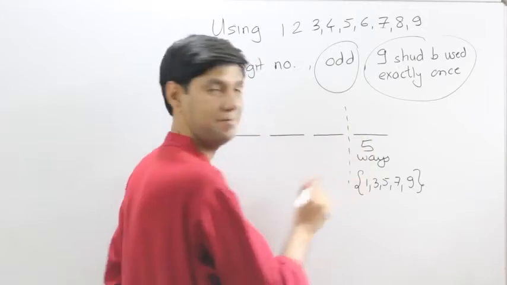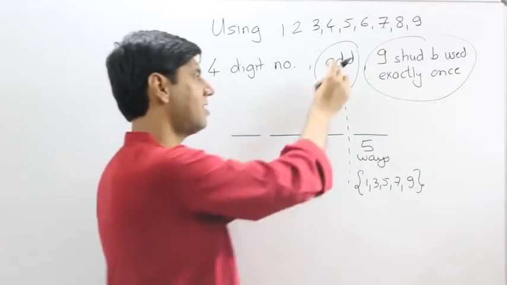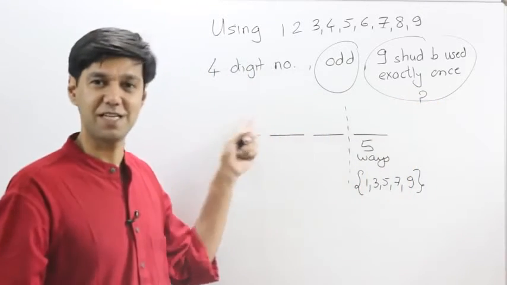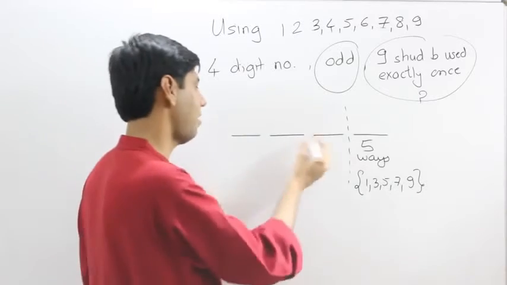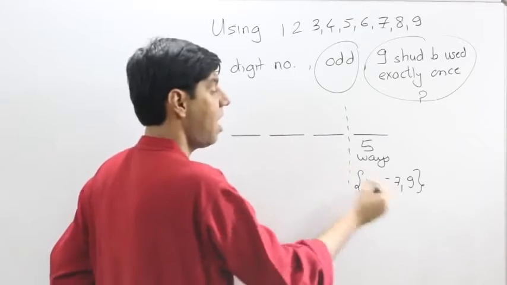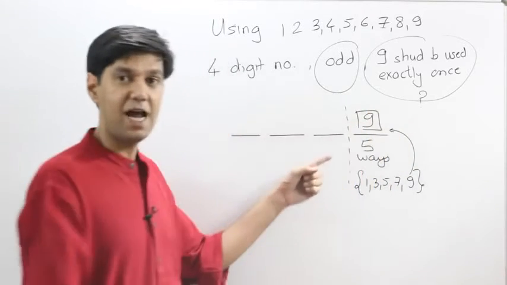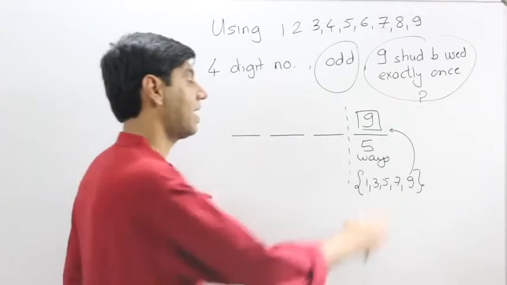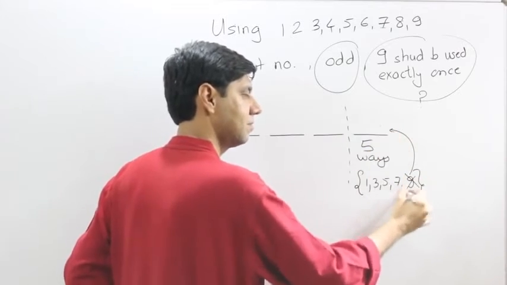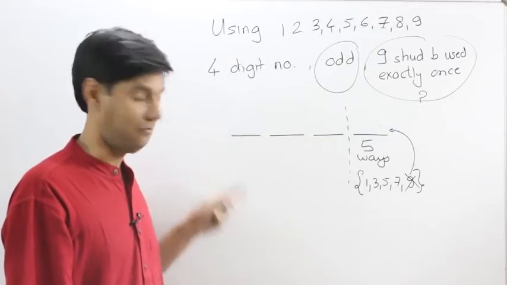Having filled this in, am I free to do whatever I want? No, I've just satisfied one condition. How do I check that the condition 9 should be used exactly once? Are you going to say one of these positions should be a 9? Not necessarily. If this 9 happens to go over here, then I cannot reuse a 9. But if this was not a 9, if I've used any of 1, 3, 5 or 7, I need a 9 over here.